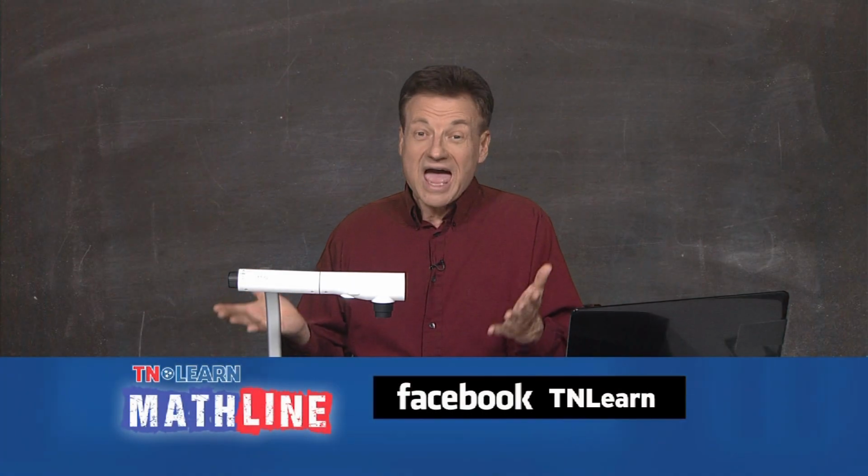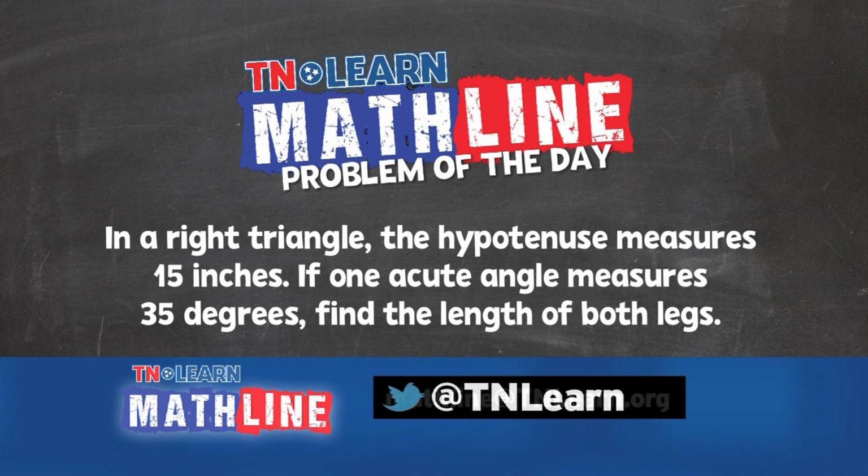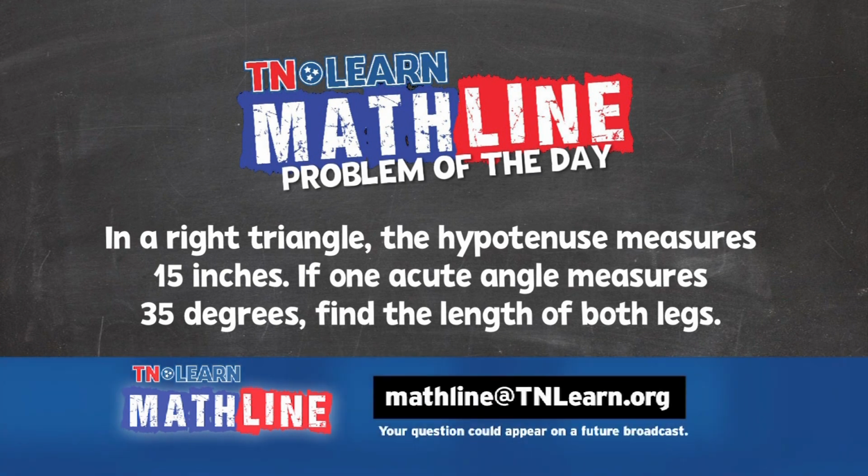And let's start off with a great, absolutely great rockin' math problem of the day. Let's see what we got. In a right triangle, the hypotenuse, that's the longest side, that's the opposite of the right angle, measures 15 inches. If one acute angle measures 35, find the length of both legs.